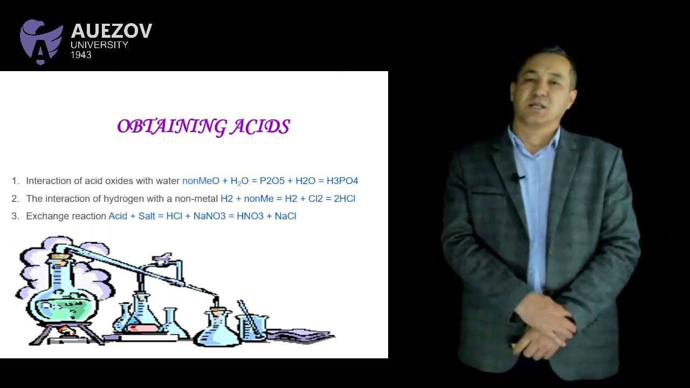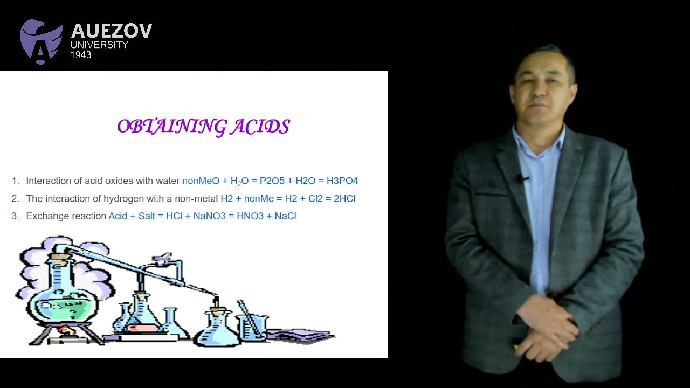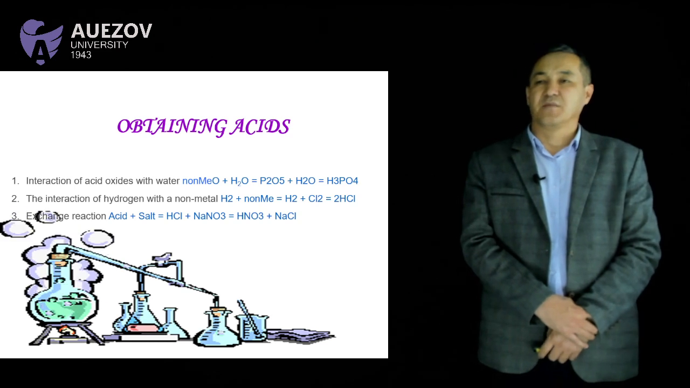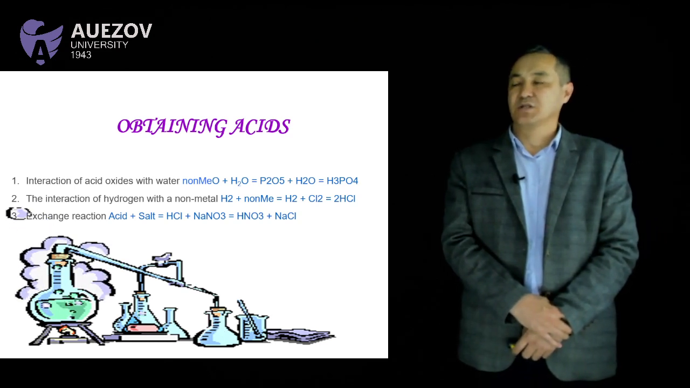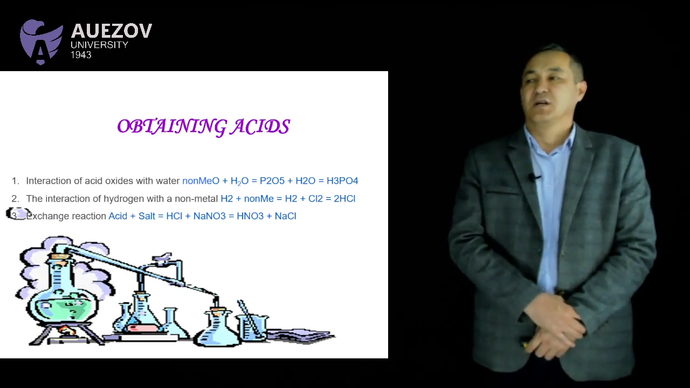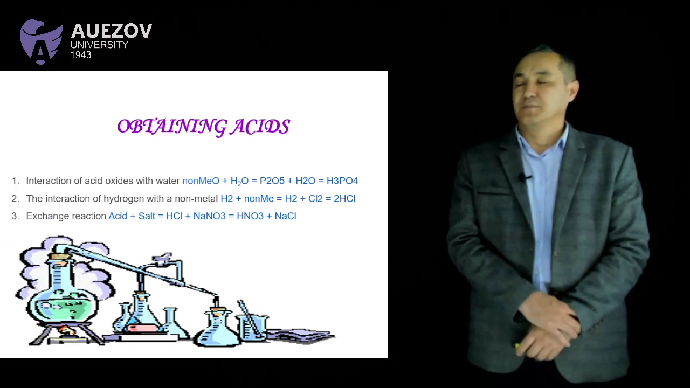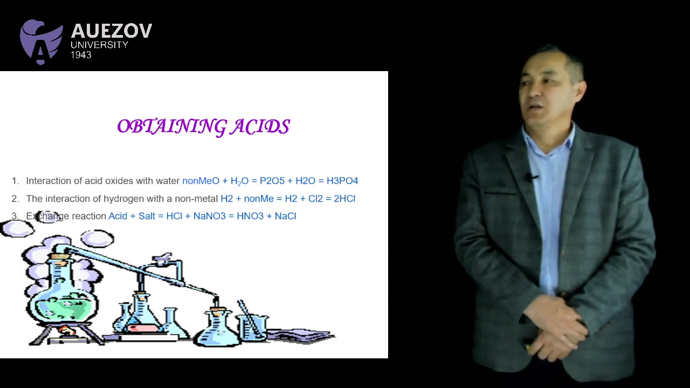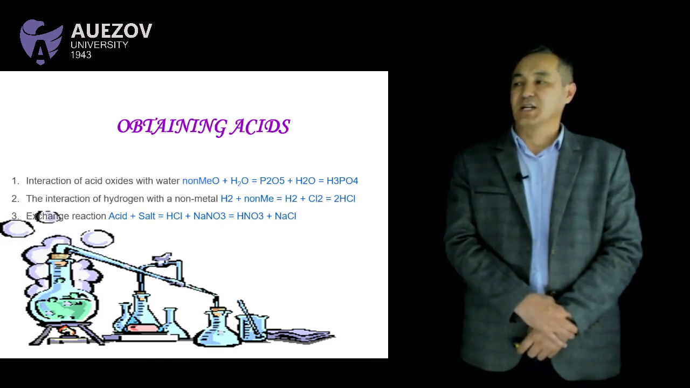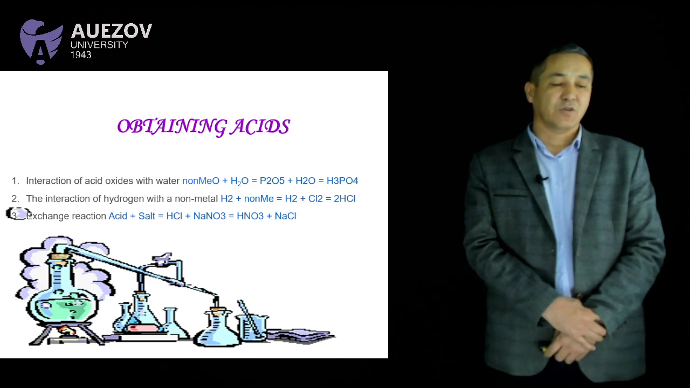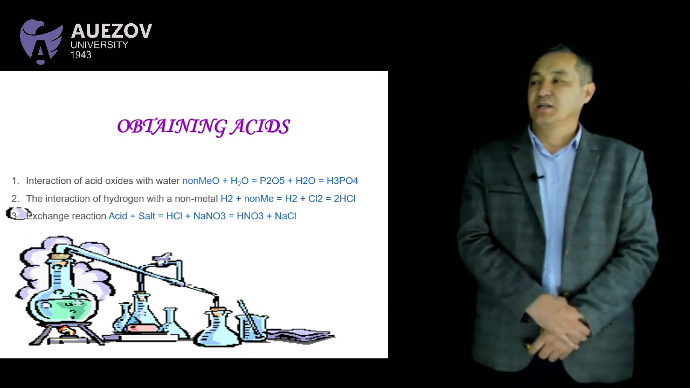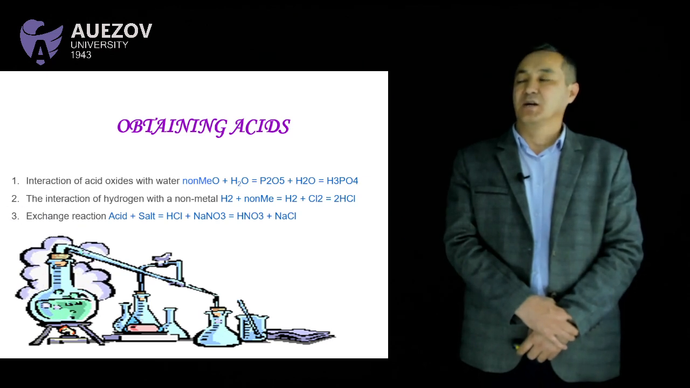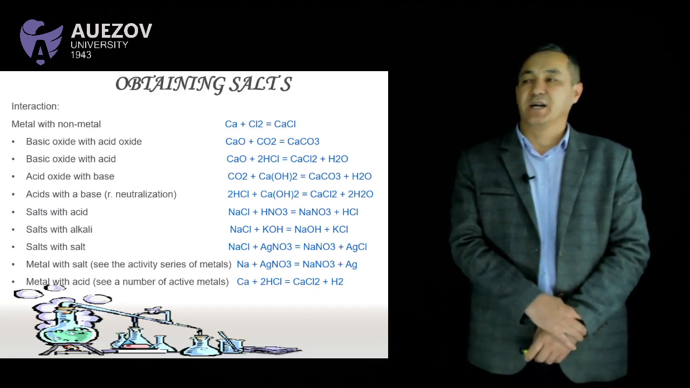Obtaining acids. Such as oxides and bases, we can obtain acids by various chemical processes. First, interaction of acid oxides with water, and the interaction of hydrogen with a non-metal. And the third way of obtaining acids is exchange reaction.